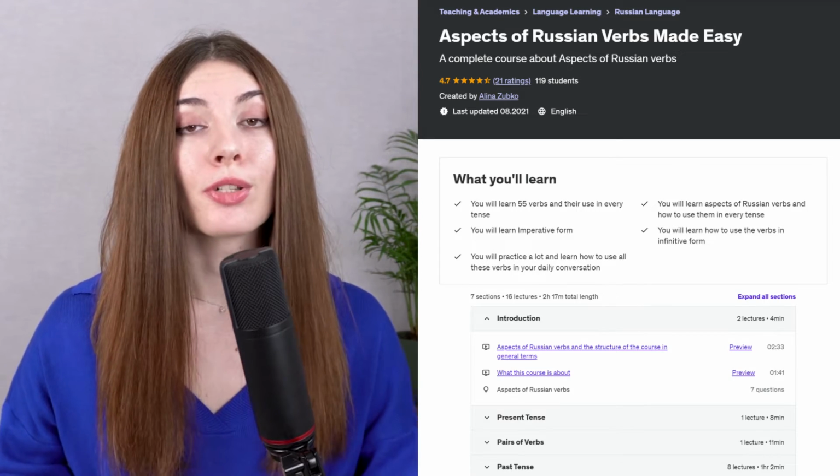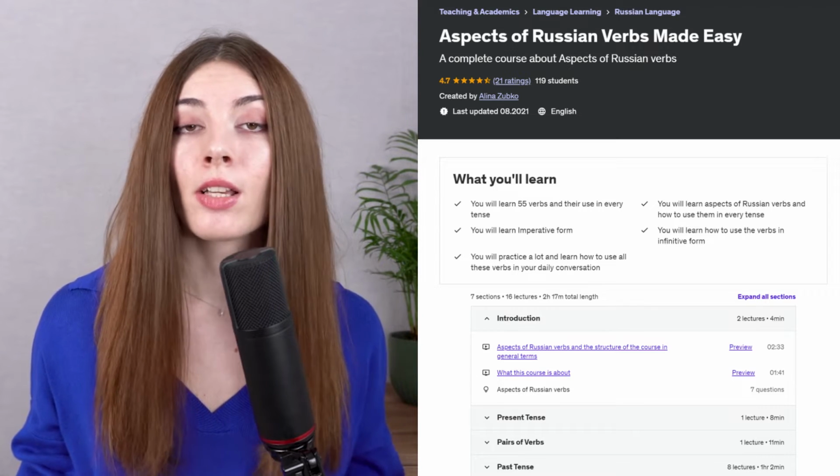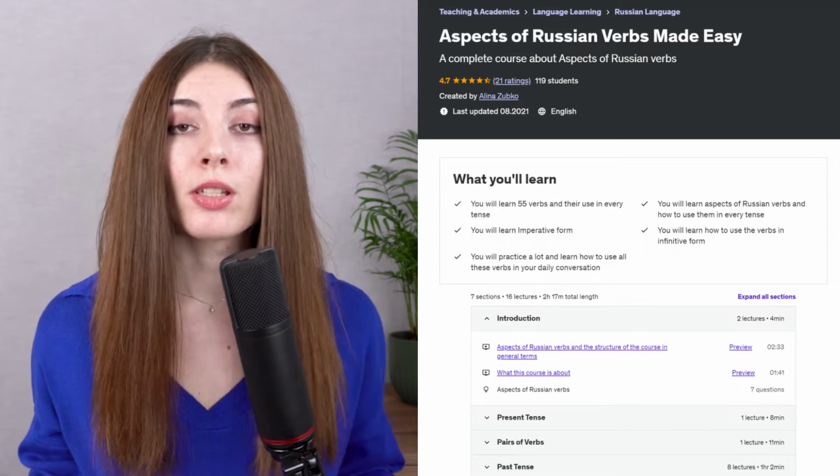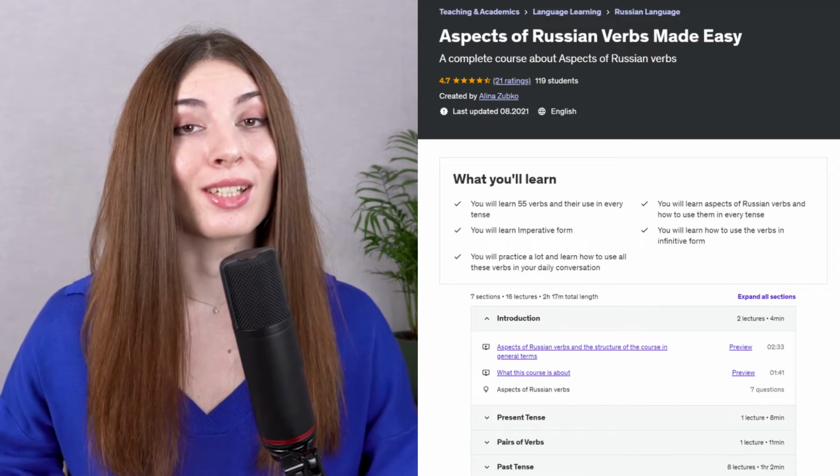The first situation is when we add the prefix ПО to describe the result of the action. By adding this prefix, we simply create a perfective aspect of the verbs. If you don't know anything about verb aspects in Russian, you can study my course on Udemy, where I explain to you in detail what it is, how to use it, how to form it. So study this course if you didn't do it yet.